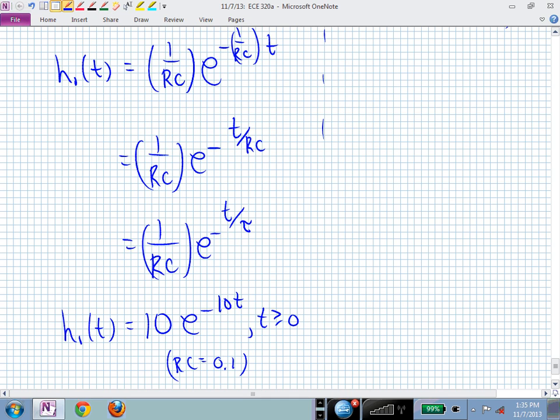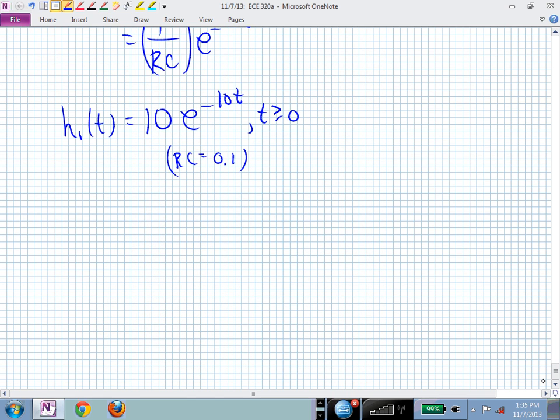That's if we pick the time constant to be 100 milliseconds, 0.1 seconds. That's our time constant, RC. If we needed to sketch that in the time domain, you should be able to sketch an exponentially damped curve. Now just remember this is time. At time 0, what is h sub 1 of t? That's 10, isn't it?